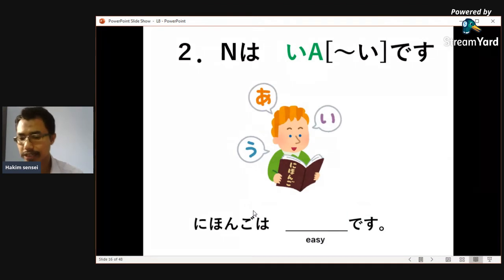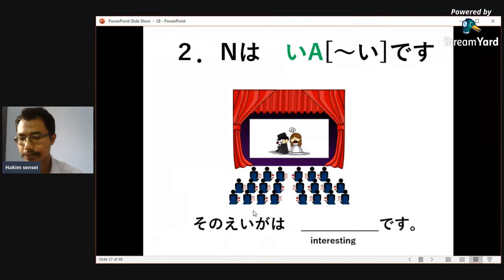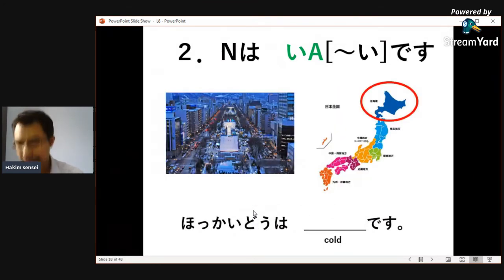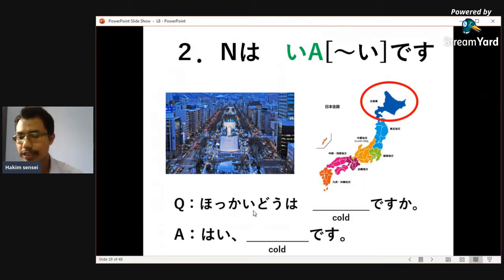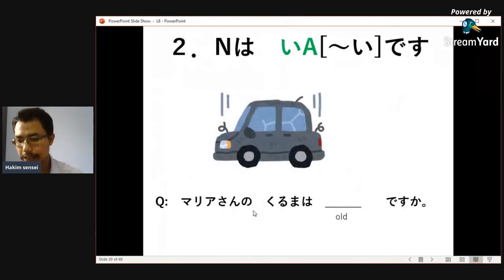Same case, if you want to say Japanese language is easy, 日本語は優しいです。Okay? その映画は interesting, 面白いです。Alright? So, for positive form, e adjective is simple. Same case, 北海道は寒いです。Okay? So asking a question is also the same. Is 北海道 cold? 北海道は寒いですか？はい、寒いです。Okay? マリアさんの車は古いですか？はい、古いです。No need to change anything. Simply put the e adjective word.